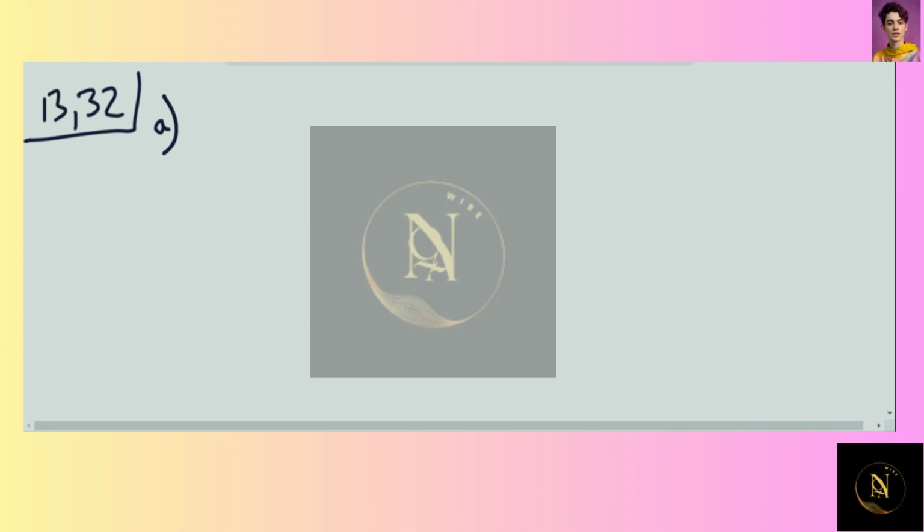In this problem, we're asked about several pairs of ions, specifically which ion in each pair has the greater charge density. So our first pair is sodium plus or cesium plus.